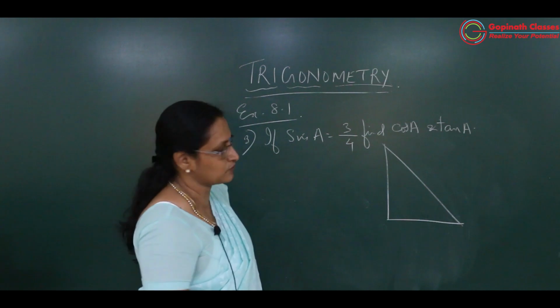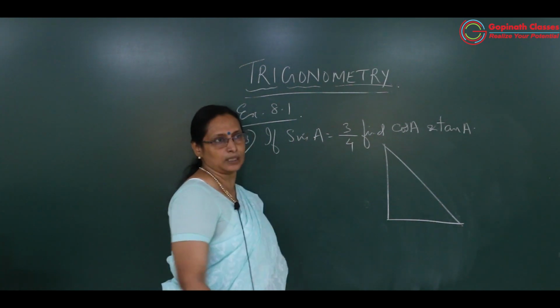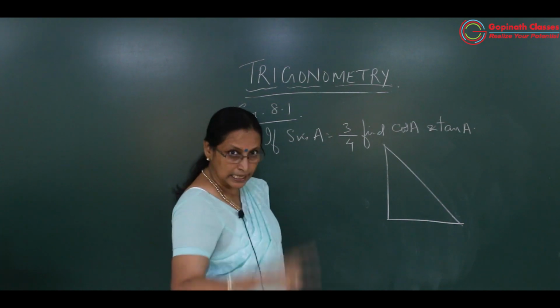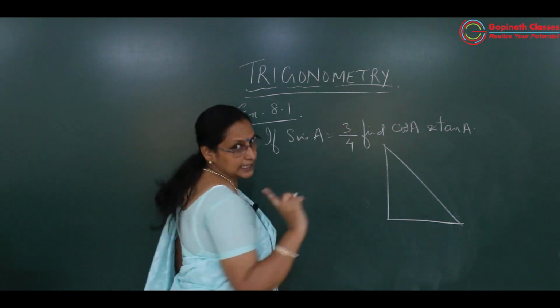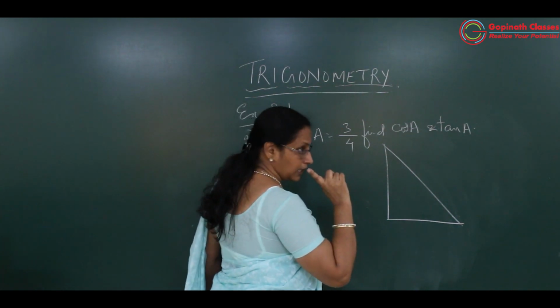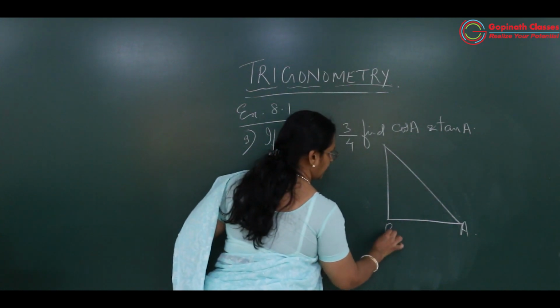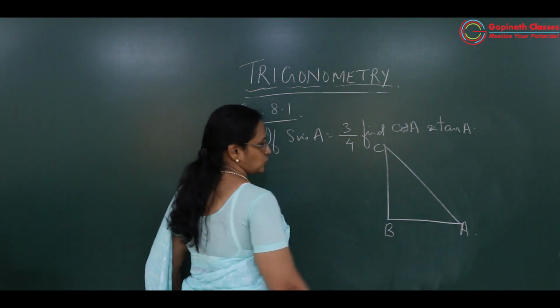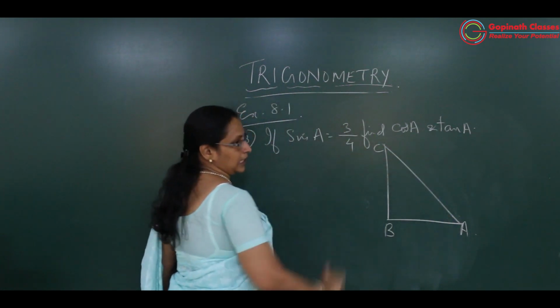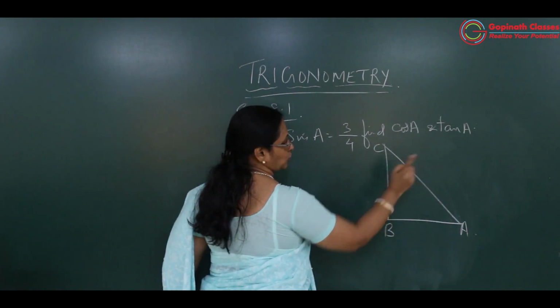Now only one thing you have to keep in mind: sine A is given. In the previous 2 sums, the lengths of the sides were given. Here the length of the sides is not given, they have given the ratio. So let me write this angle as A, and let me give this as B and this as C. So sine A is given as 3 upon 4. That doesn't mean that the opposite side is 3 and the hypotenuse is 4.